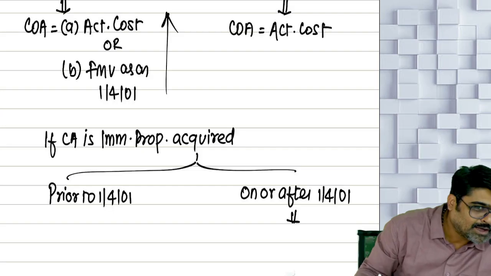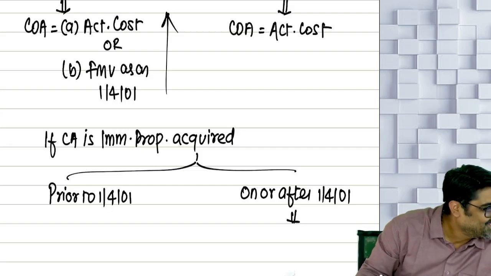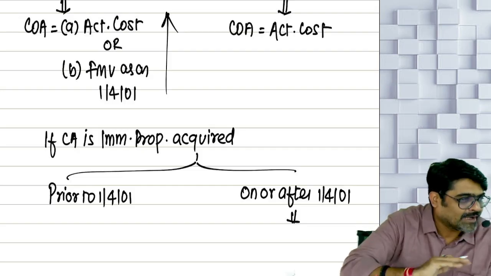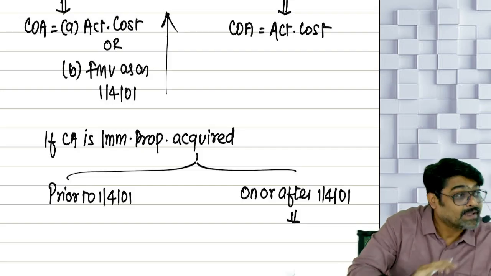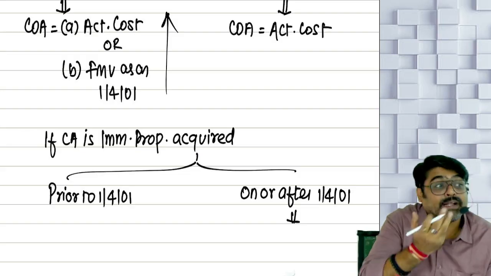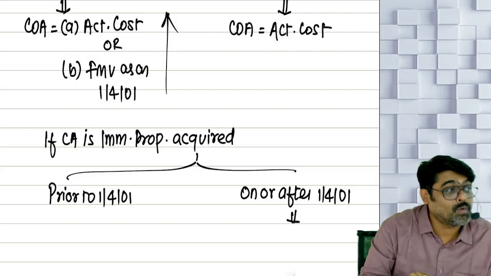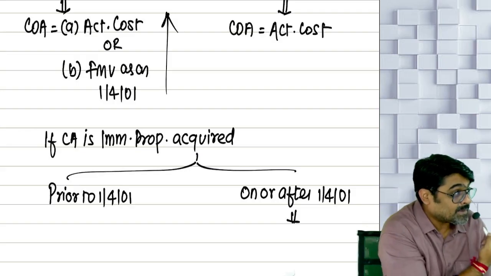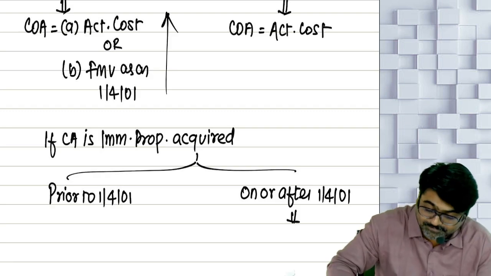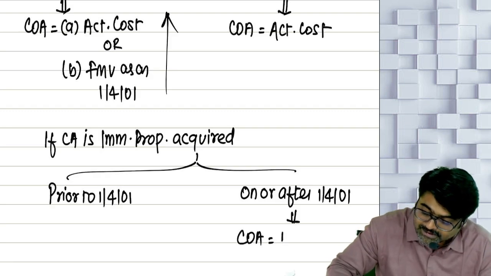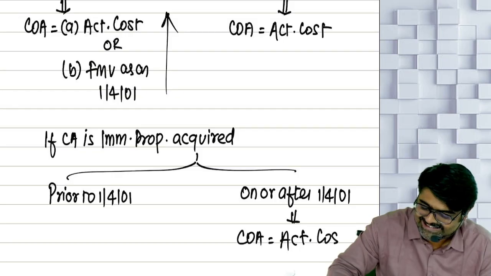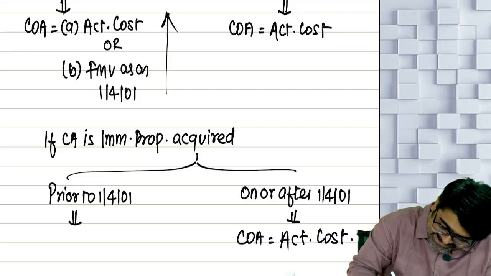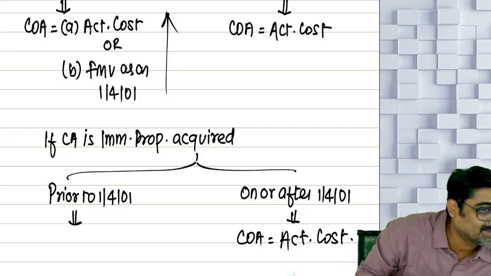Transferor. Hello, my dear SSE. Are you alive? So SSE, tell me now. You are transferring one asset right now? That asset is immovable property, no? When did you acquire that immovable property? Oh, 2005-6. Meaning on or after 1st April 2001. What will be the cost of acquisition? Actual cost.